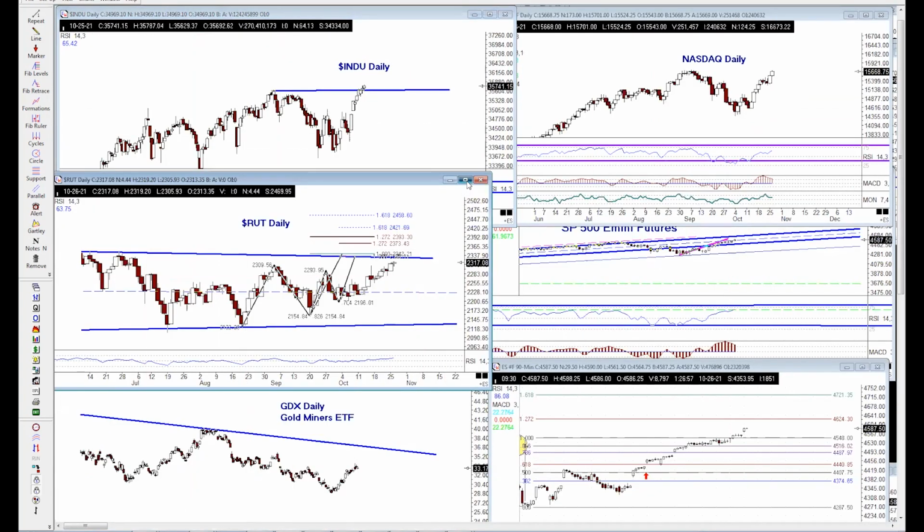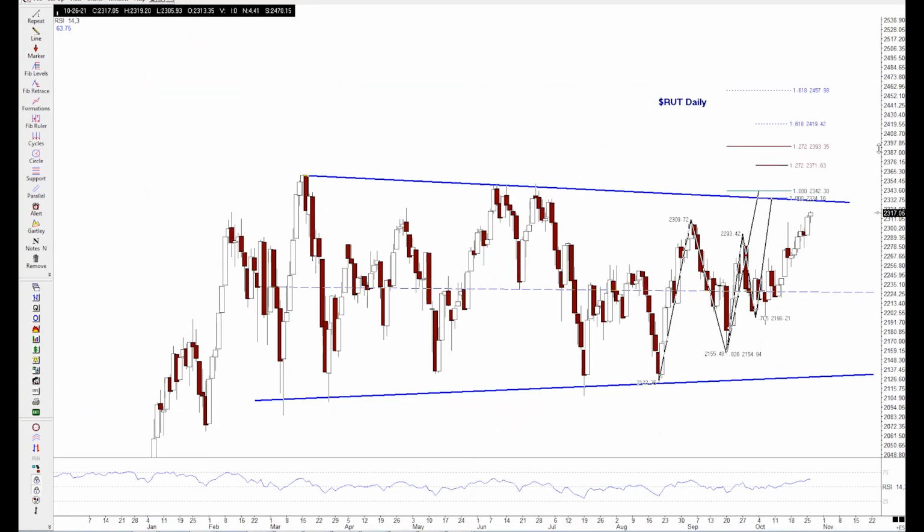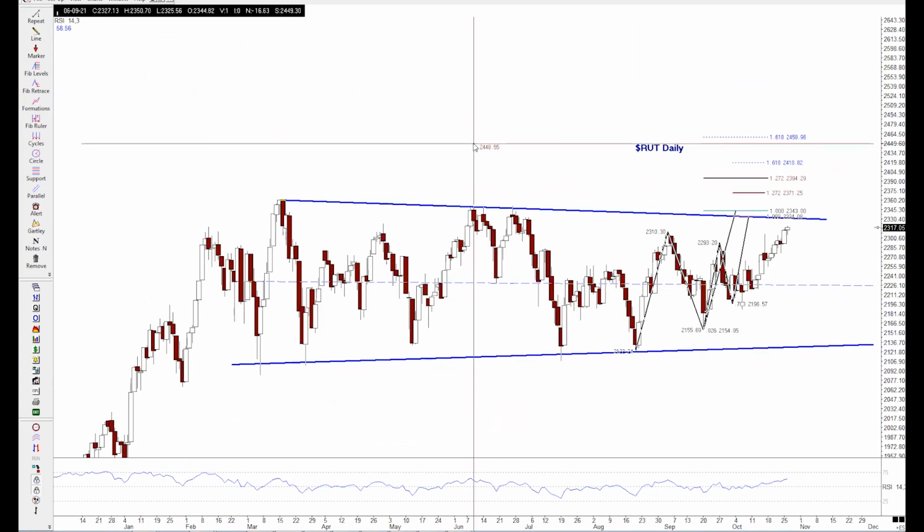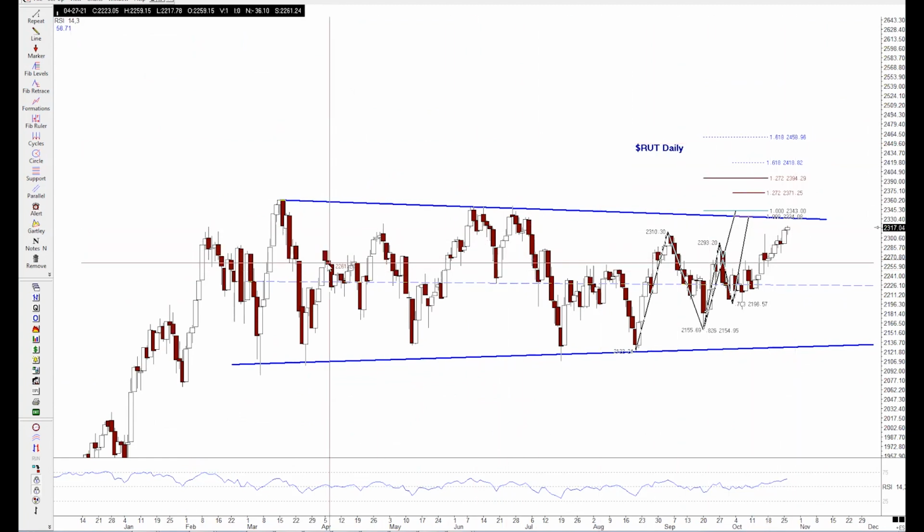Now, interesting is the Russell 2000, and this is an index of small caps, which is known as a bellwether for kind of the US economy. And you can see that it's been in this extremely large range now for quite a long time, and it's not following up to new highs.